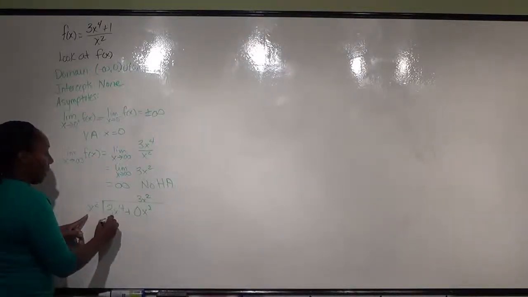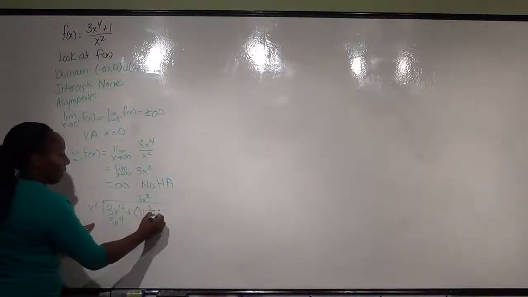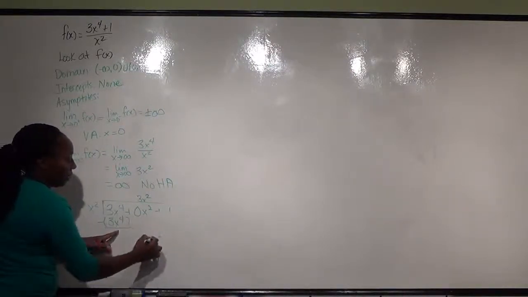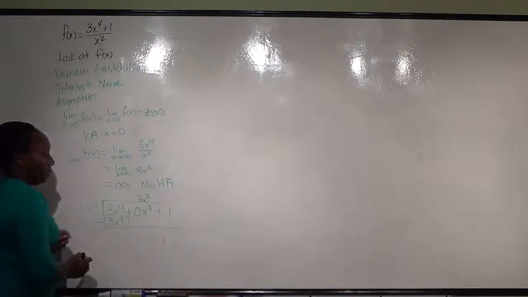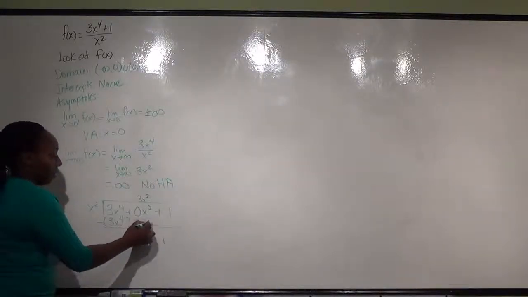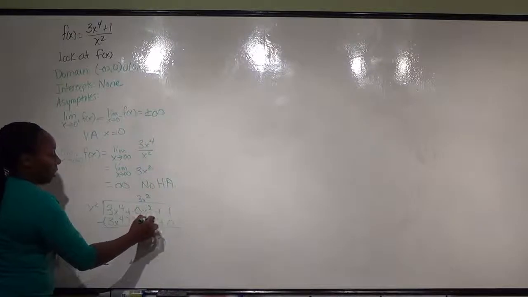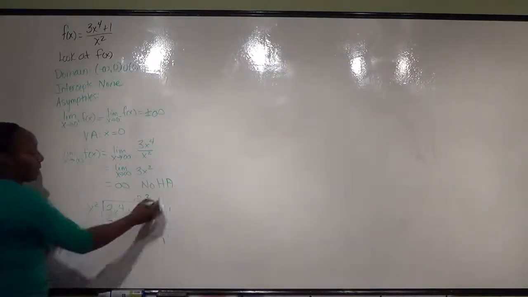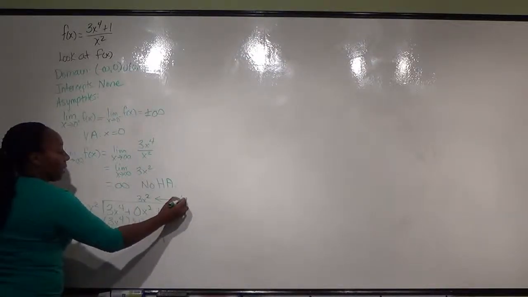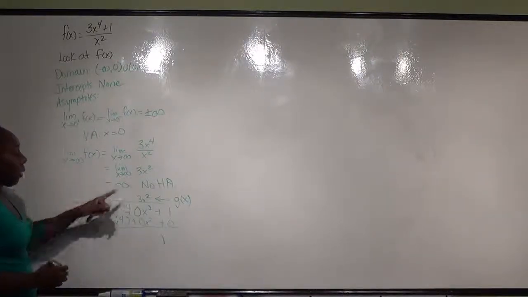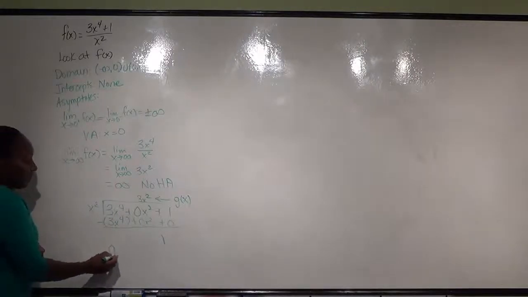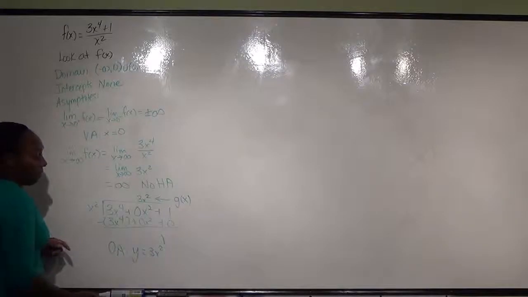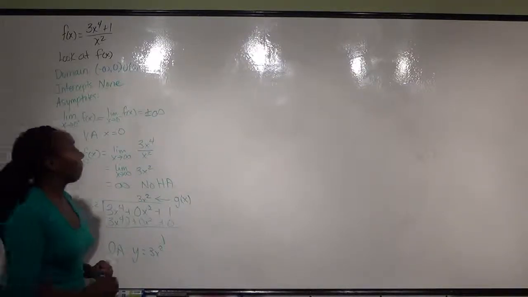Okay, and when I divide out, I can see that I'm just going to get a remainder of 1. Basically, this will be 0, this will be 0. Okay, so I just get a remainder of 1, which means this is my g of x. Okay, so our oblique asymptote is y equals 3x squared.